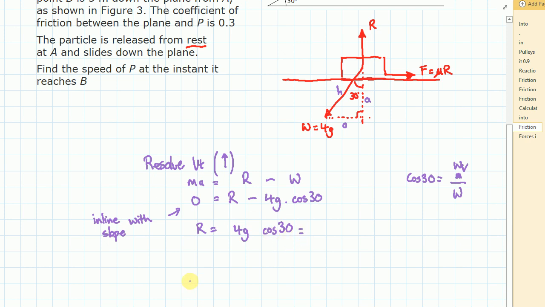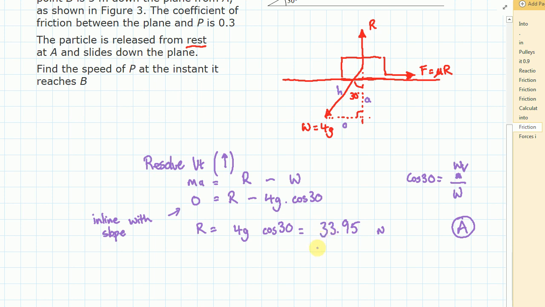You can do that on the calculator. I'm going to use mine. 4 times 9.8 times cos 30 is 33.95 newtons. I'm recording more places than in an answer, and I'm also going to record this into a memory. So I'm going to store that in memory A. And I've just made a note here for myself. It's often worth storing these values because they can be used sometimes in other parts of the question.